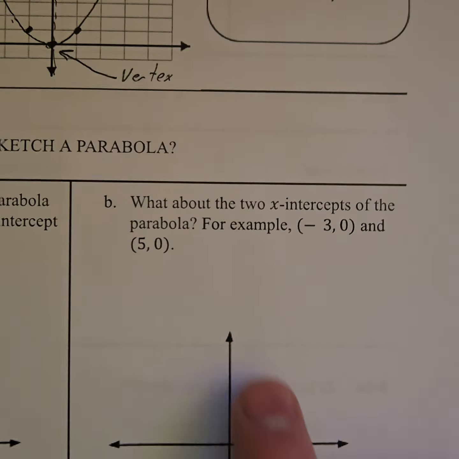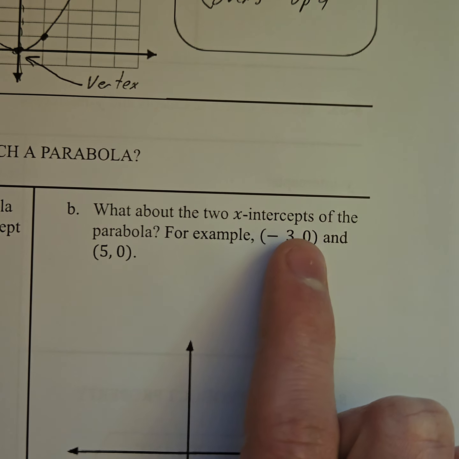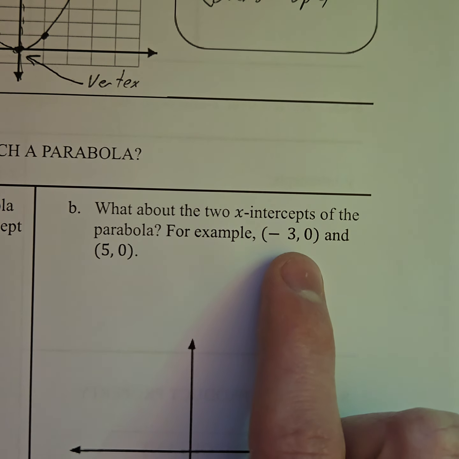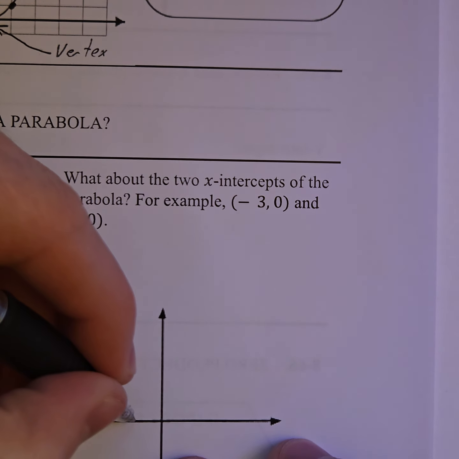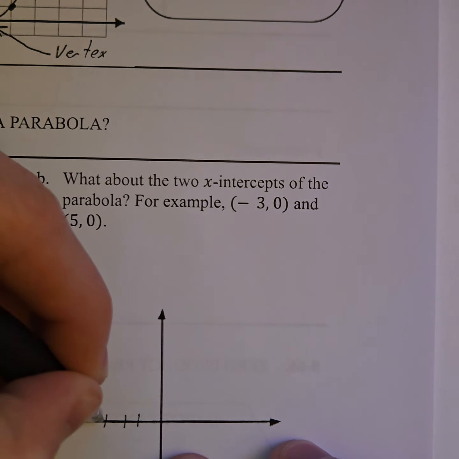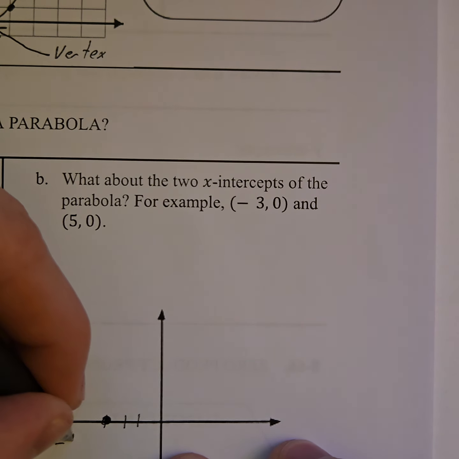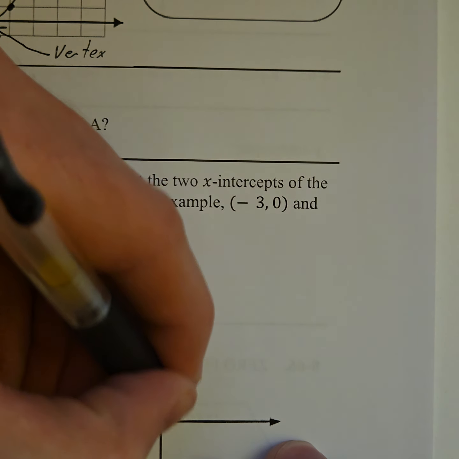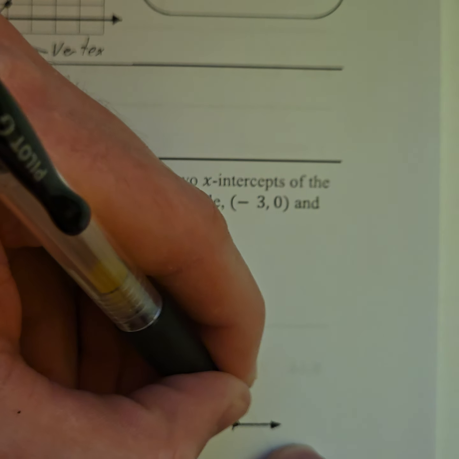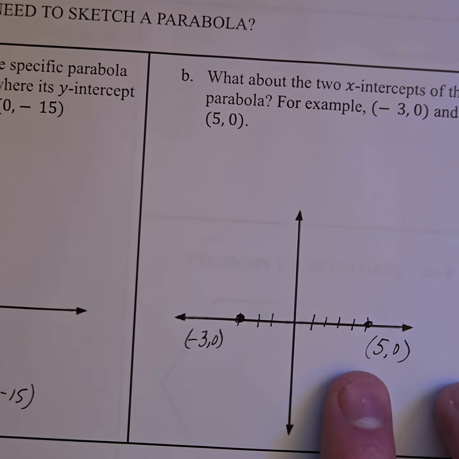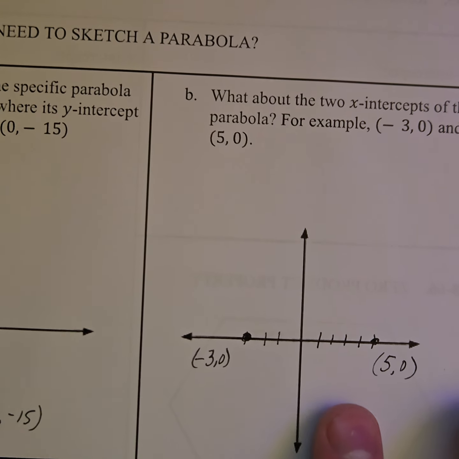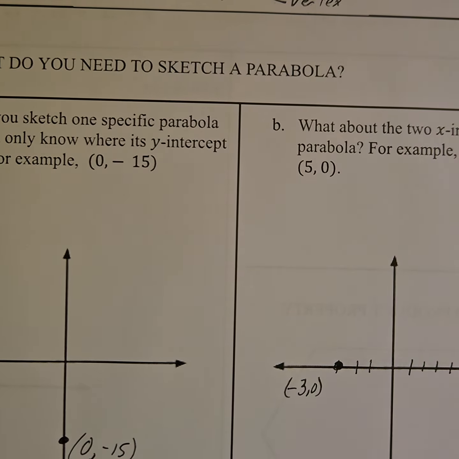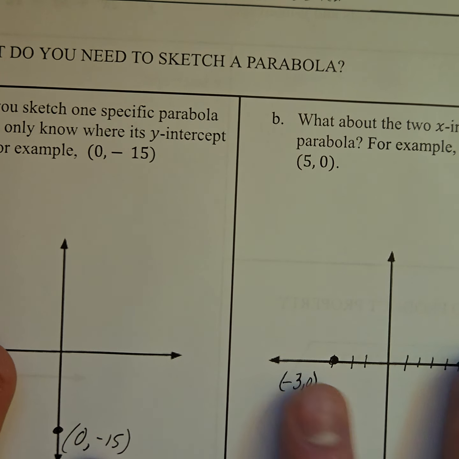Okay. Then it moves on to letter B, and it says, what about two x-intercepts of the parabola? So for example, if we had the point -30 and the point 50. So let's go ahead and plot that. So -30 and 50. So let's say we knew both of the x-intercepts. Is that enough information to draw one unique parabola, or do we need more information? Okay, I want you guys to pause the video here and answer these two questions. Okay, go ahead.